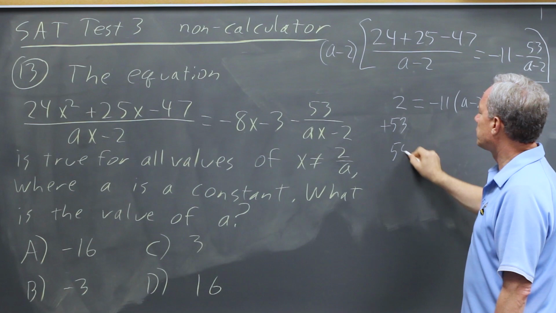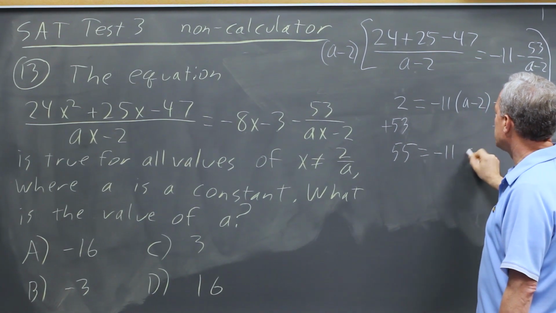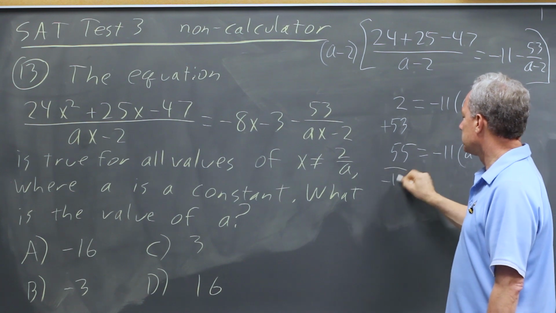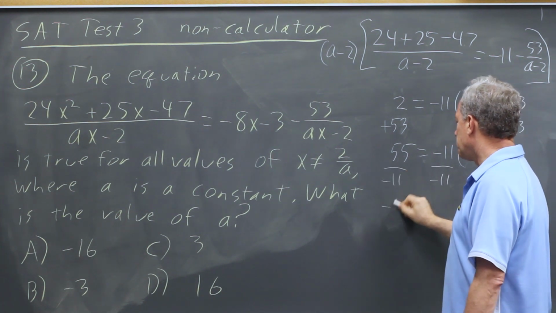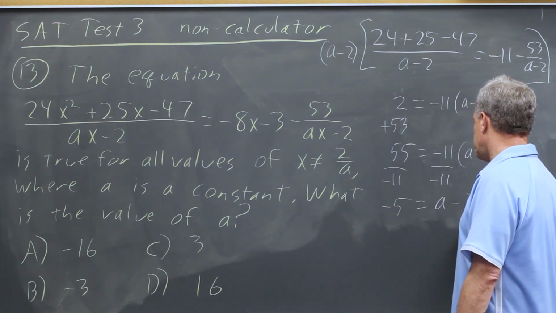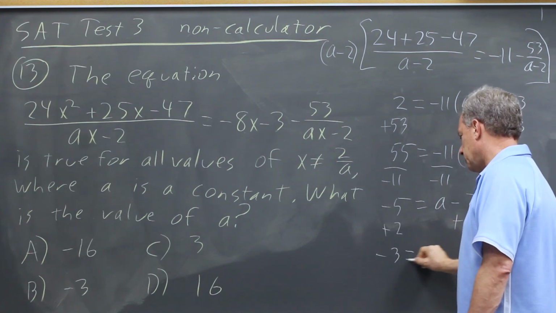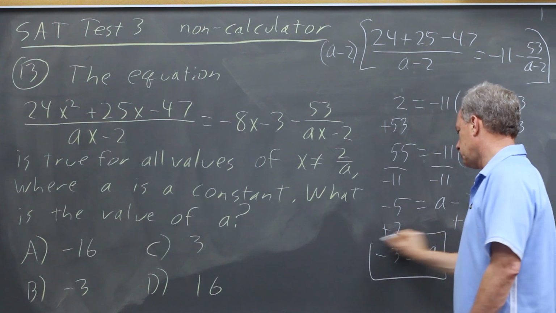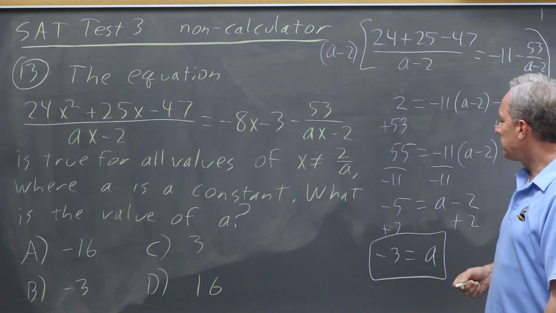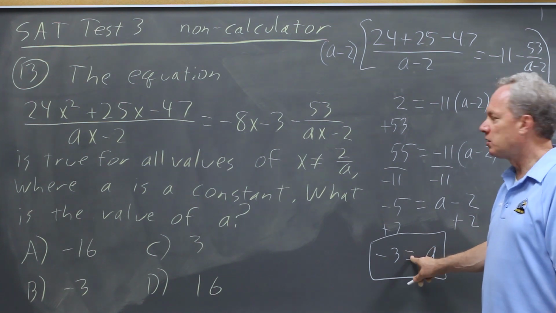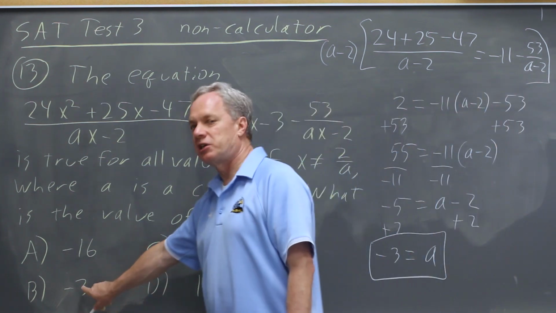So I get 55 on the left equals negative 11, a minus 2. Divide by negative 11, and I get negative 5 equals a minus 2. Add 2 to both sides, and I get negative 3 equals a. Since I was able to solve for a with x equals 1, that has to be the correct a for all x, and it's choice B.